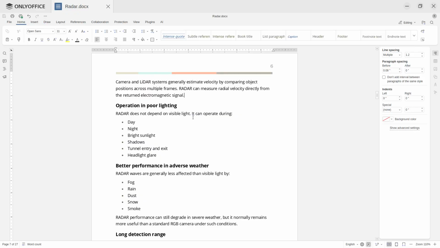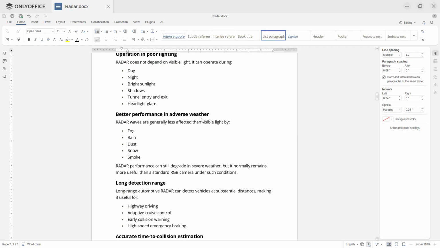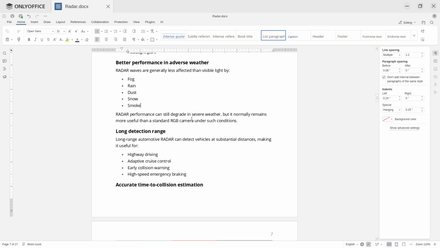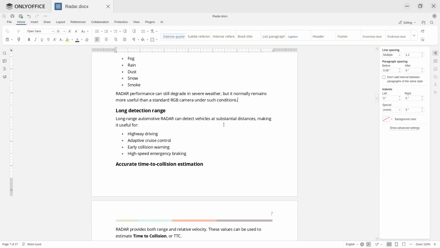Operation in poor lighting. Radar does not depend on visible light. It can operate during day, night, bright sunlight, shadows, tunnel entry and exit, headlight glare. Better performance in adverse weather. Radar waves are generally less affected than visible light by fog, rain, dust, smoke. Radar performance can still degrade in severe weather, but it normally remains more useful than a standard RGB camera in such conditions. Long-range detection. Long-range automotive radar can detect vehicles at substantial distances, making it useful for highway driving, adaptive cruise control, early collision warning, high-speed emergency braking.